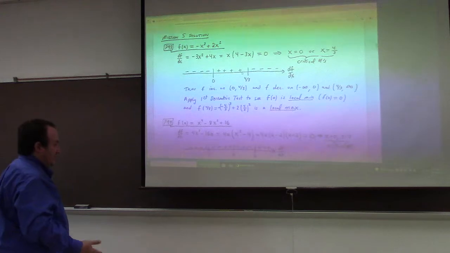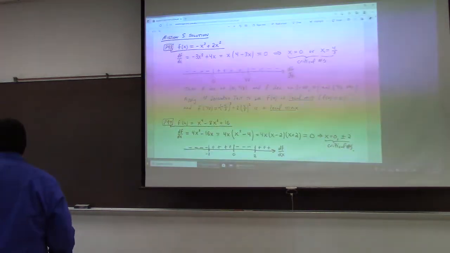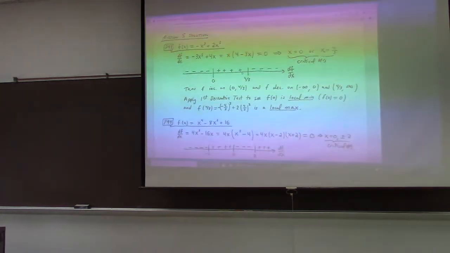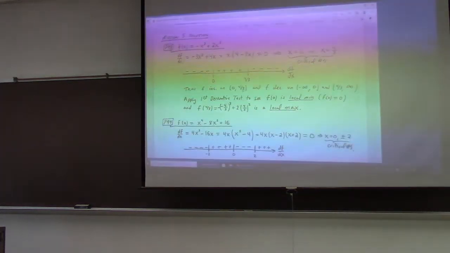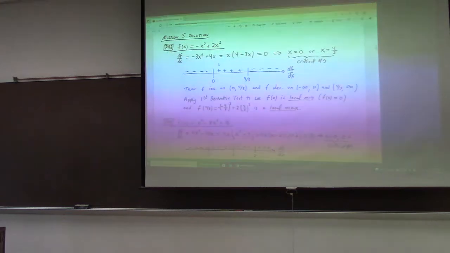So that's the first derivative test, right? If you have a critical number where you stay plus to one side and plus to the other, or minus to one side and minus to the other, then it's neither. But I don't remember that. I don't remember coming across that as I was solving this homework, actually.